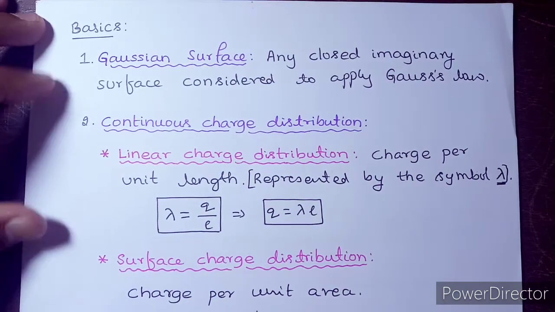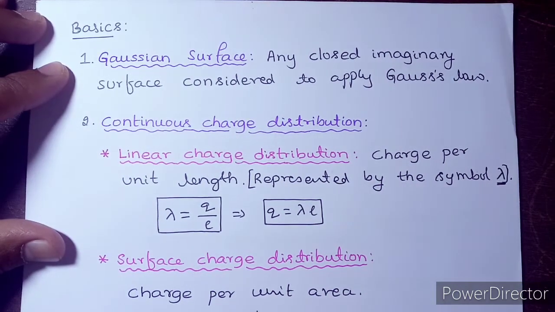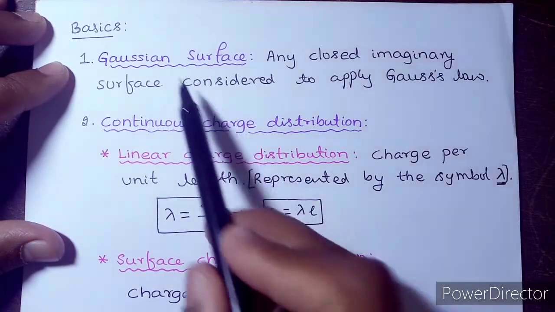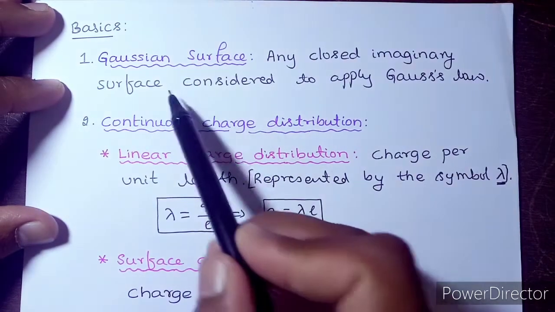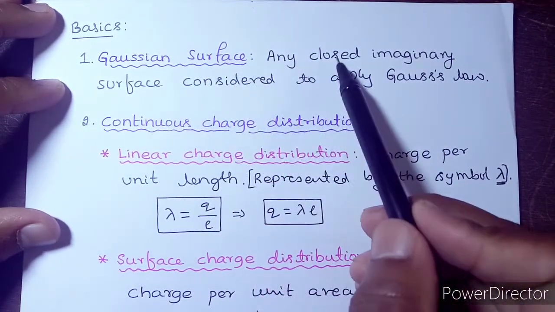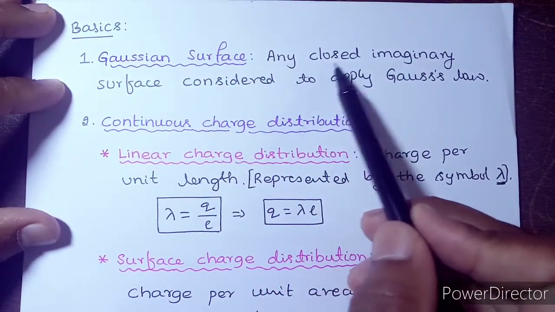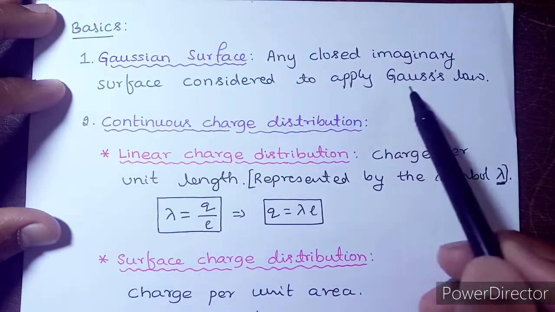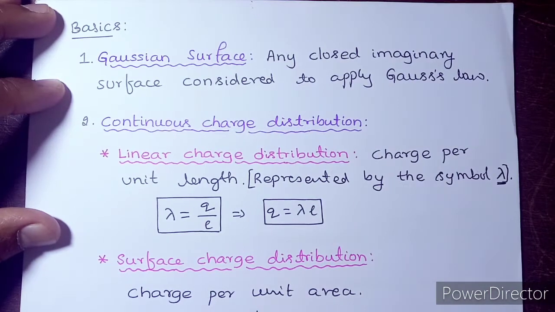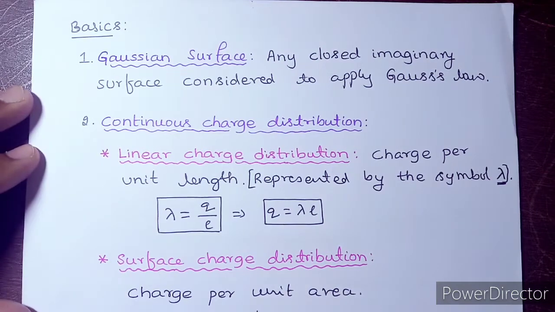Okay, in that the first one is, what is Gaussian surface? As we have discussed in the last class, Gaussian surface is any closed imaginary surface considered to apply Gauss law. You know what is Gauss law, right? Phi is equal to Q divided by epsilon naught. So we can apply that Gauss law to this imaginary surface. That imaginary surface is called Gaussian surface.